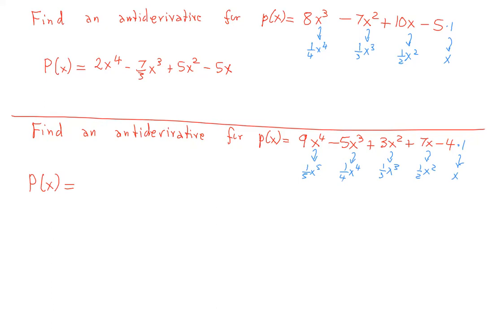And the answer should be 9/5 x to the fifth minus 5/4 x to the fourth plus 3 times 1/3, that's 1, so just the plain x cubed, plus 7/2 x squared minus 4x. And that's all.